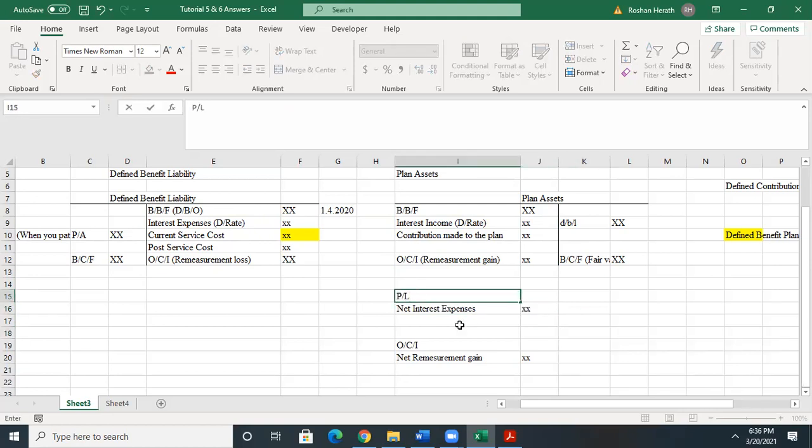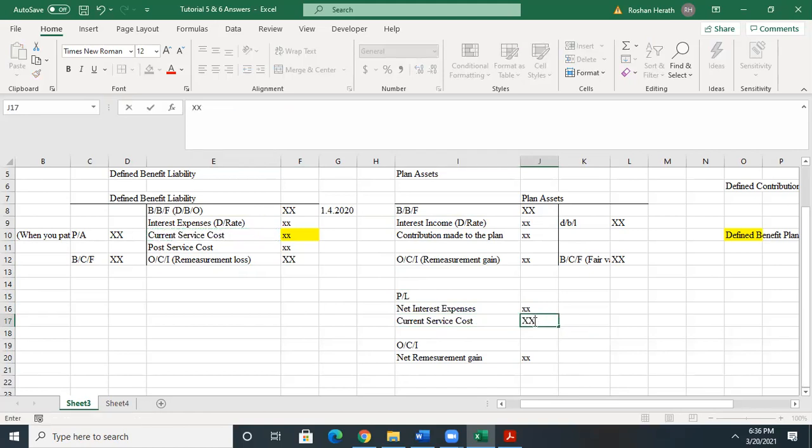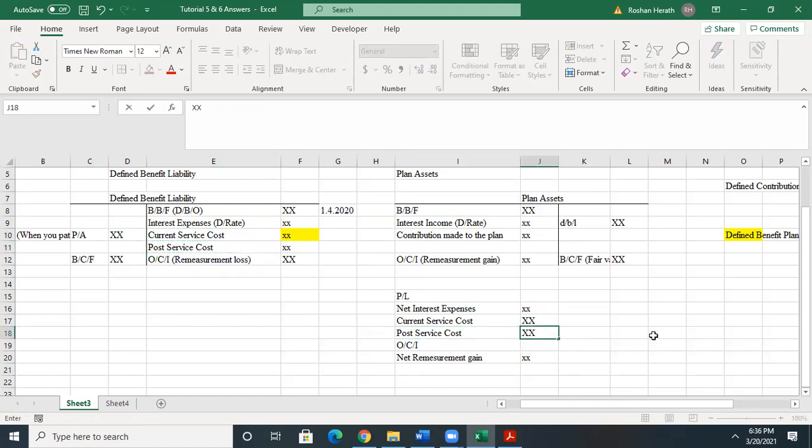This goes to the P&L. And when it comes to the current service cost, yes, it should go to the P&L. For service cost, it should also go to the P&L, right? So this is a net cost that goes to the P&L, and this is the net cost that goes to the OCI.